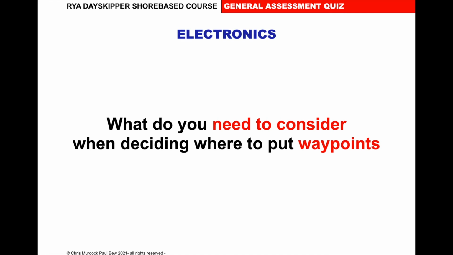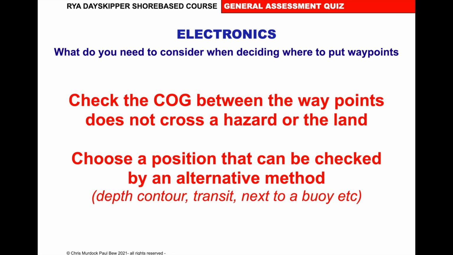What do you need to consider when deciding where to put your waypoints? So you're doing a trip, you're popping your waypoints in. What would you consider when you put your waypoints in? Check the course over the ground between the waypoints. They don't cross a hazard or the land. Choose a position that can be checked by an alternative method. So it's next to a depth contour, it's on a transit, it's next to a buoy. So you can easily check that when you get to the waypoint, you're in the right place.